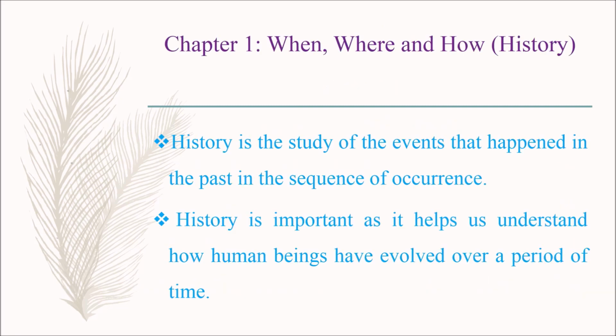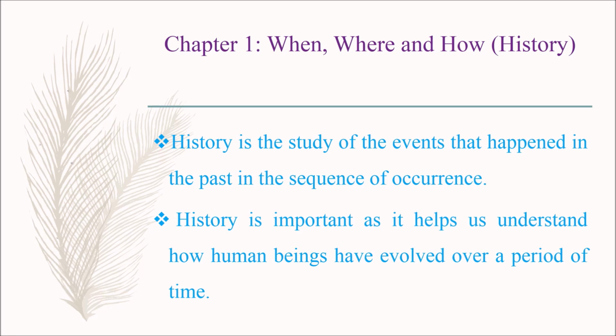Now we are going to revise the first chapter in history, which is When, Where and How. Let's see the gist of the lesson. Now, let's see the first topic, that is meaning of history. History is the study of the events that happened in the past in the sequence of occurrence. So, history is the study of the events.